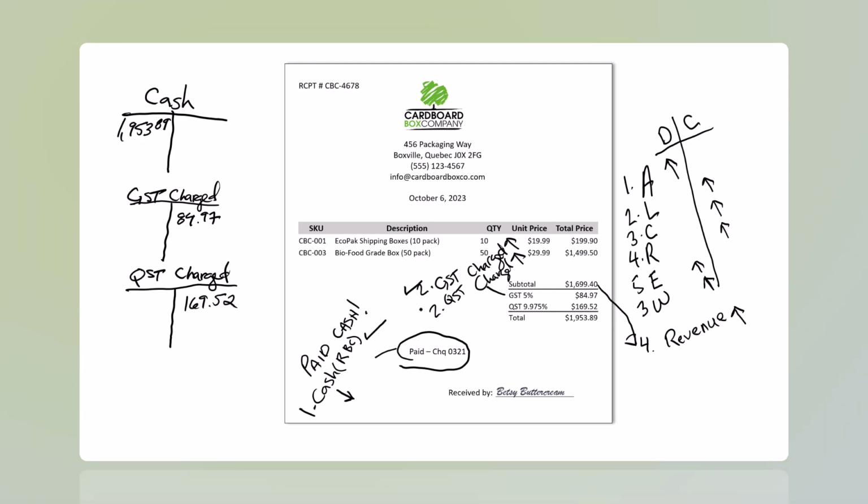And then last but not least, we need to account for our revenue. I'm using revenue because our chart of accounts doesn't necessarily match the cardboard box company. That's just an example. In this example, we would have to add a different account.